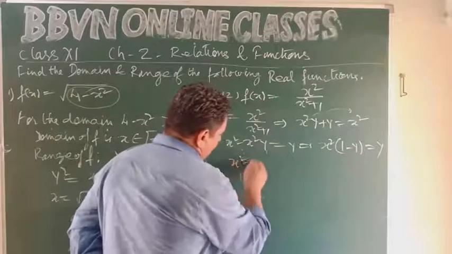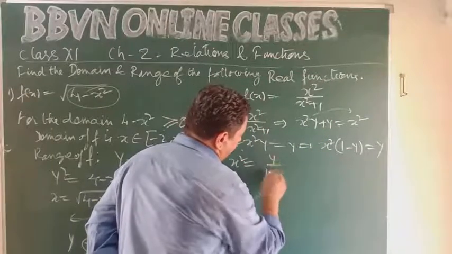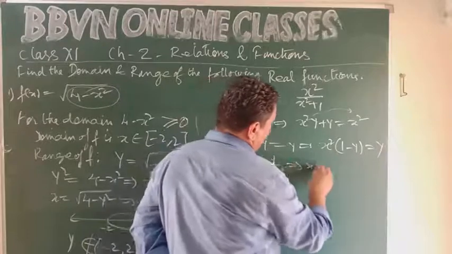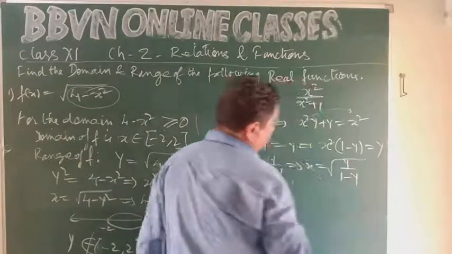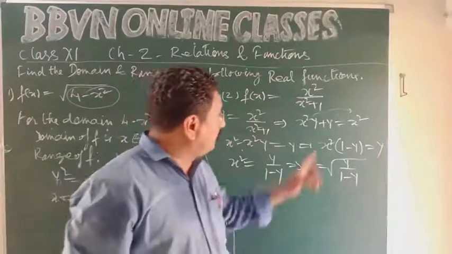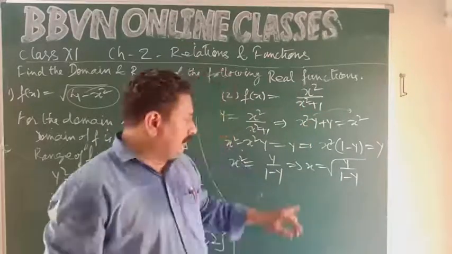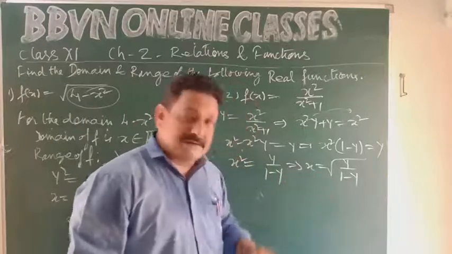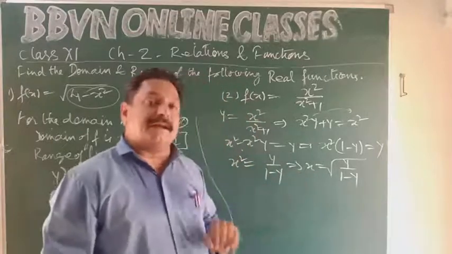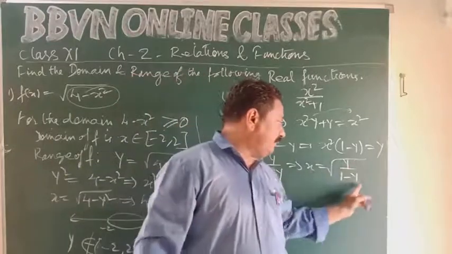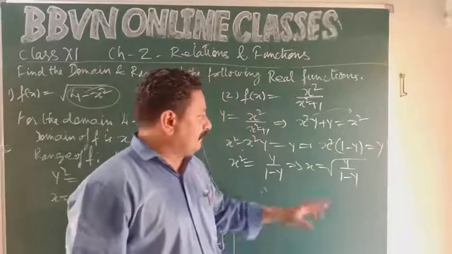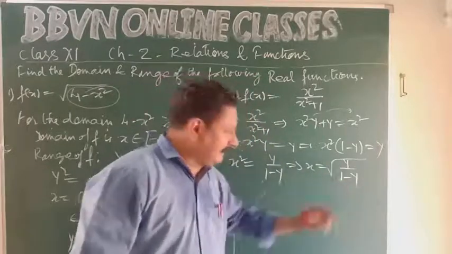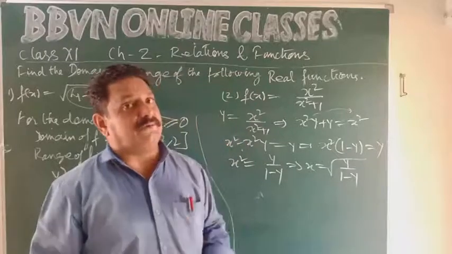X square equal to y upon 1 minus y, and x equal to under root y upon 1 minus y. Now what does the question say? Real function. So definitely x is real. X will be real if the term y upon 1 minus y is real. So the first condition that arises is that y upon 1 minus y is in the rational form.